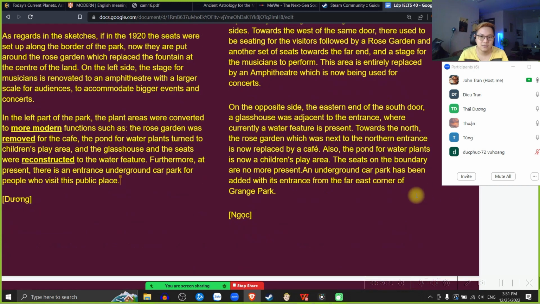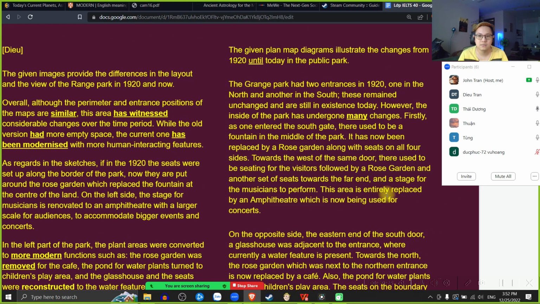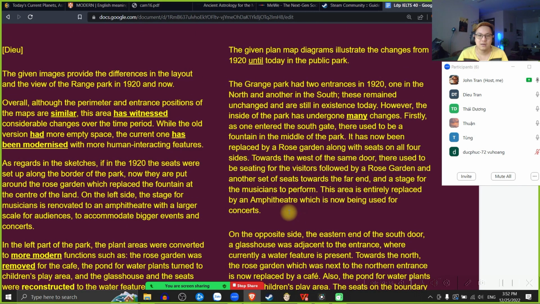Where's the overall part now? Where's the overall part? You are writing overall here as well? Where? Okay, but where? You should write it clearly and separate it. You need to write separately the overall part and the two body parts, okay? Try to do that.